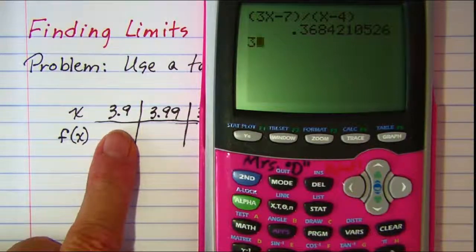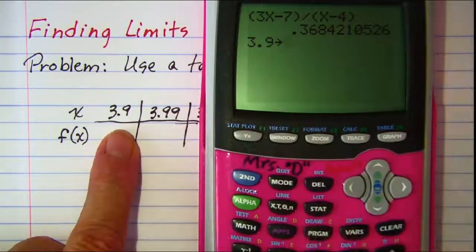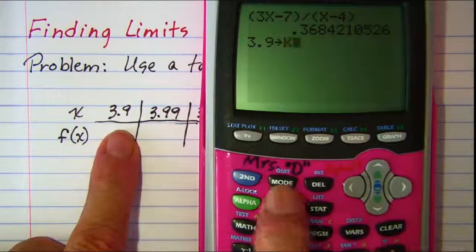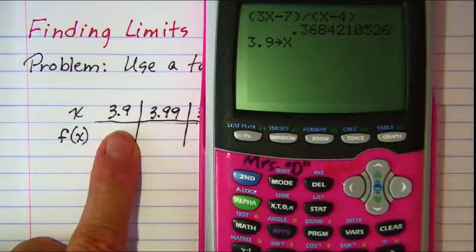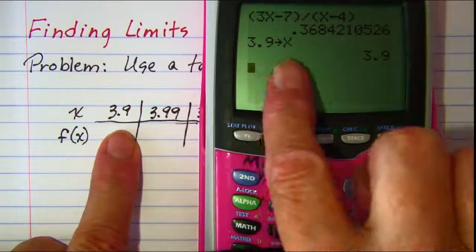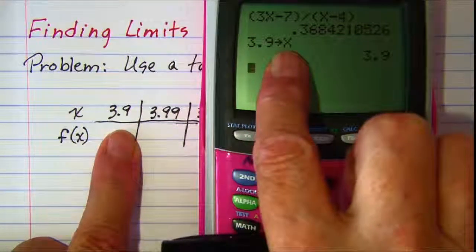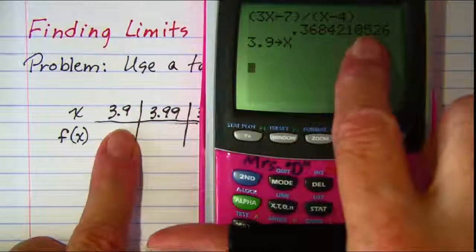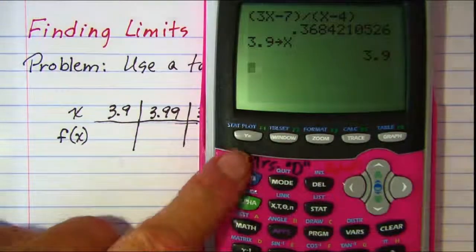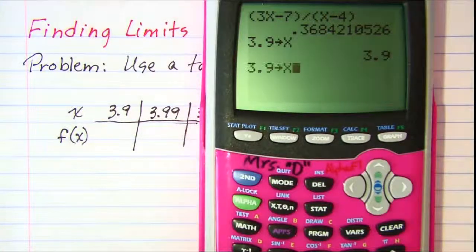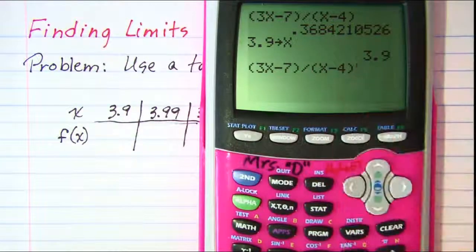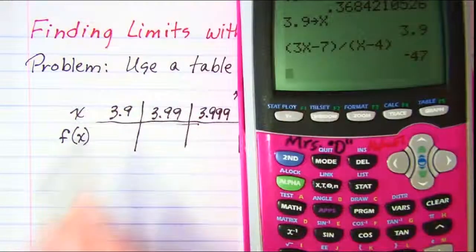So we'll enter 3.9 and then store is the button right above the on button, and you'll get an arrow when you hit store. And then we're storing that into the x variable and press enter. Now 3.9 is in the x variable. Now to get this expression back without typing it again, I just press second and then enter, and there it is. So if we press enter now, we see that the value is negative 47.